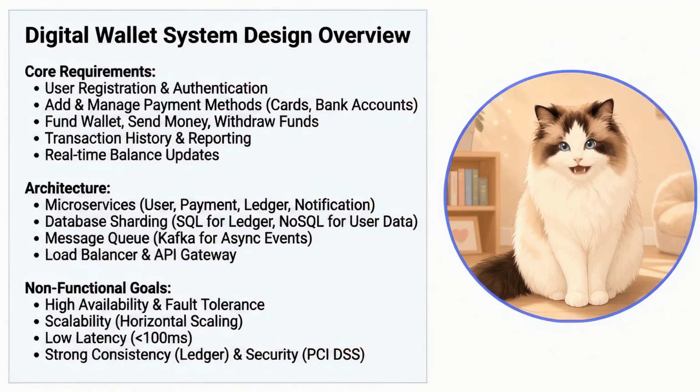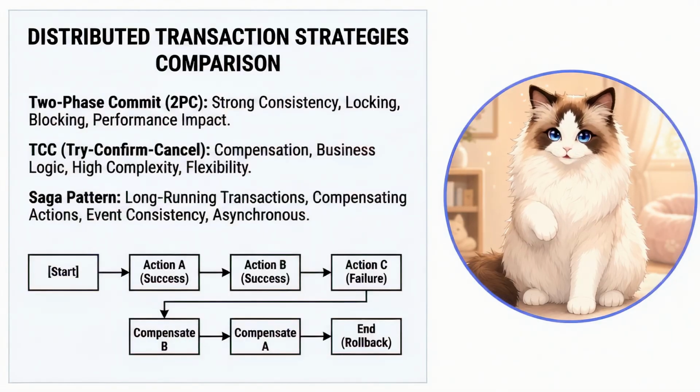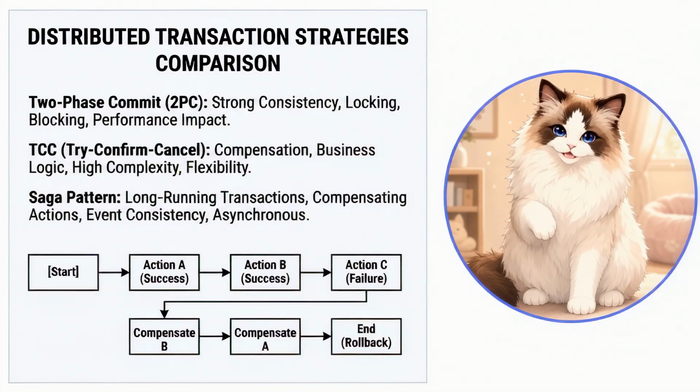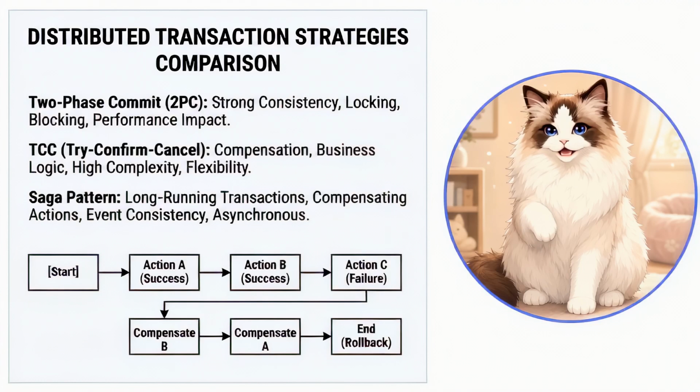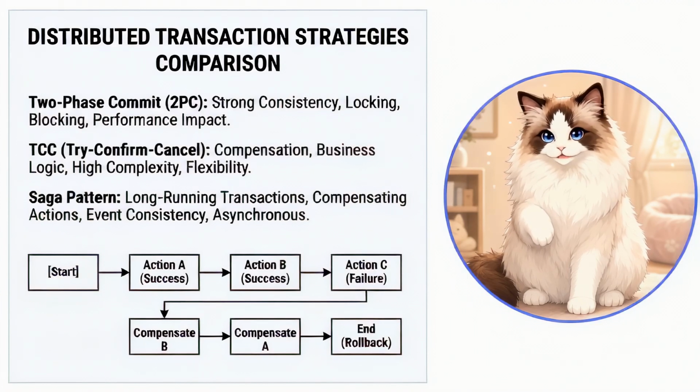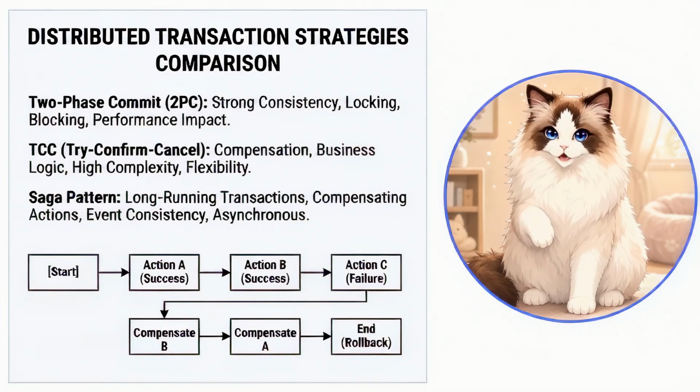Since a simple database transaction won't work across multiple shards, how would you guarantee data consistency across these different database partitions? There are 3 primary options: two-phase commit, try-confirm cancel or TCC, and the Saga pattern. Traditional two-phase commit is too synchronous and holds database locks for too long, degrading availability. TCC reserves funds first before committing, but requires complex application-level reservation logic.